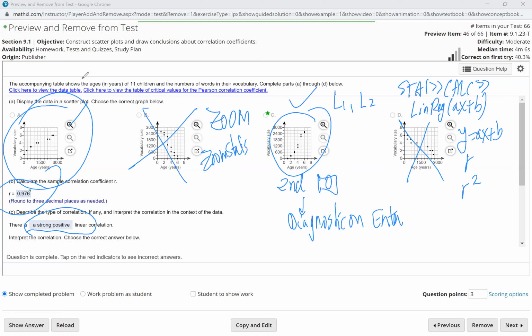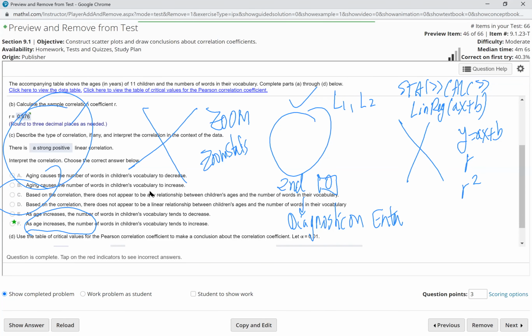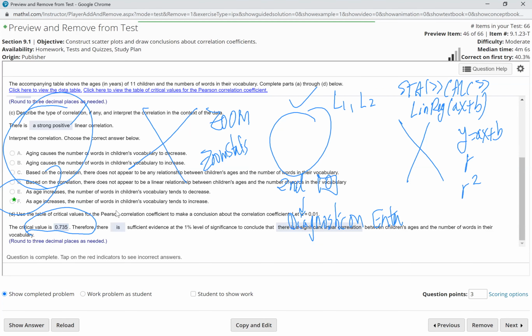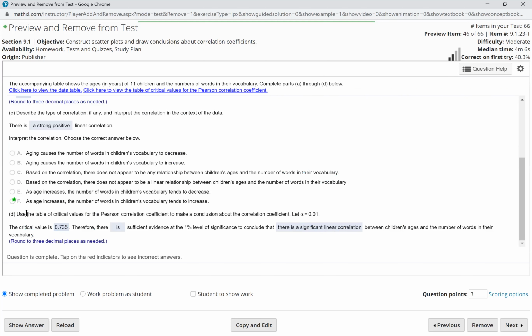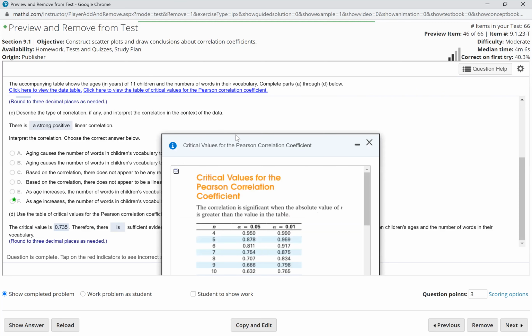What else? Is there more questions there? Let me see. Interpret the correlation. As age increases, the number of words in vocab increases. Now it says, let me clear this one so you can see what we're doing next. Use the table of critical values for the Pearson correlation coefficient to make a conclusion about the correlation coefficient. Okay, this is the second one, the table right here. Watch.